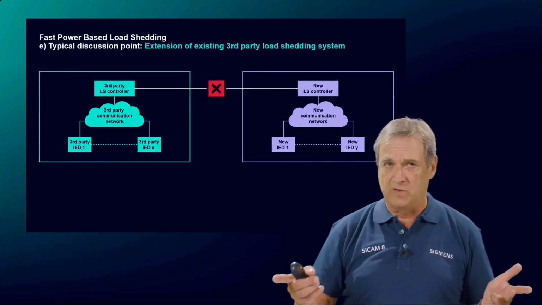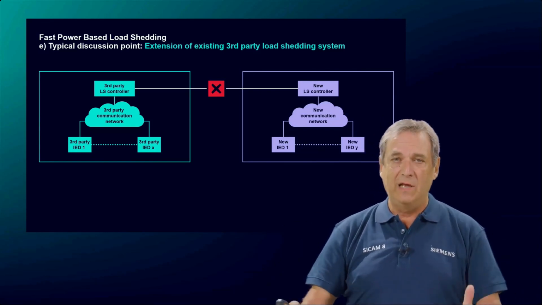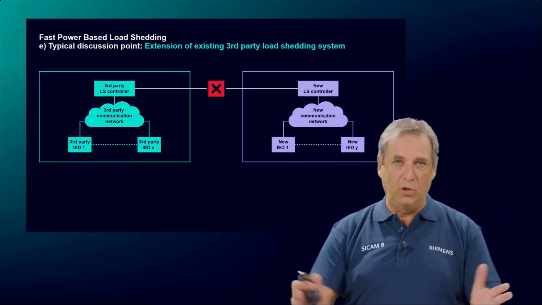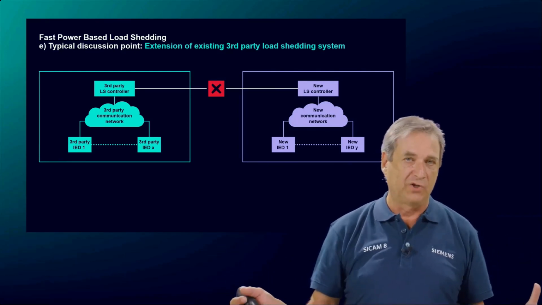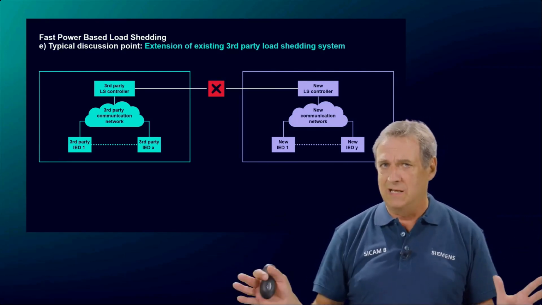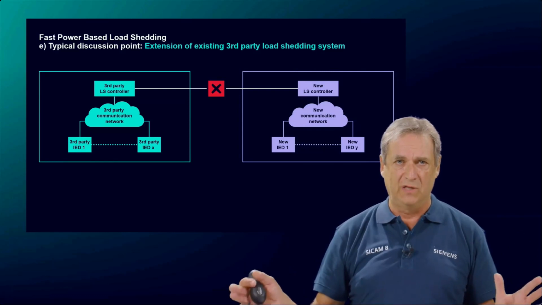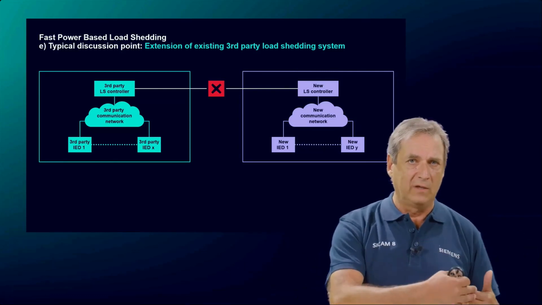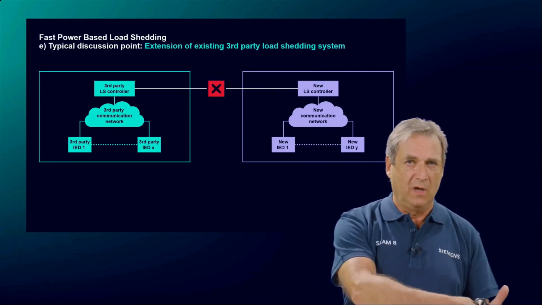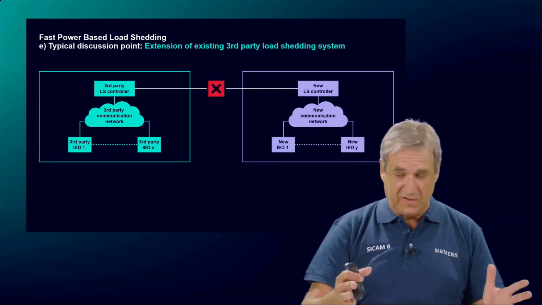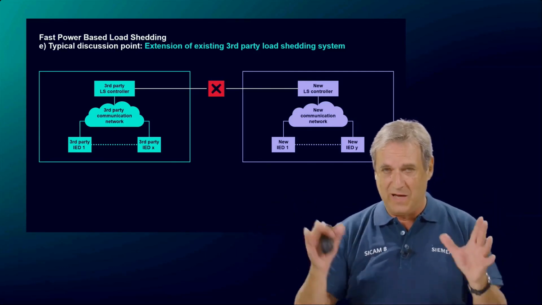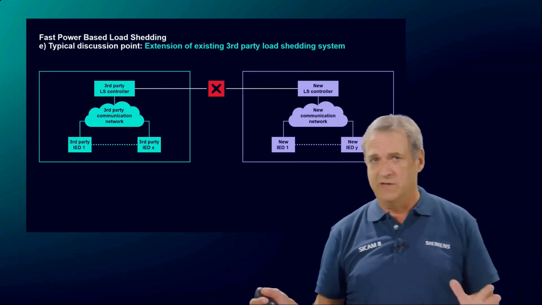My message to you is, if a customer really wants to combine two load shedding systems from different manufacturers, then he must clearly specify the communication interfaces and the available data of the existing systems. Just to ask for a site visit, this normally happens. They're asking for a site visit. It's not realistic.